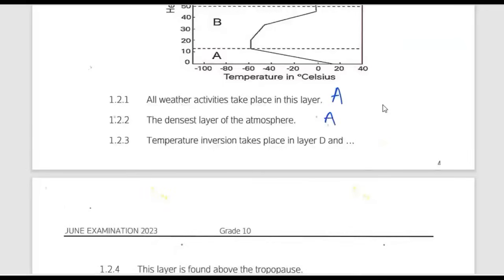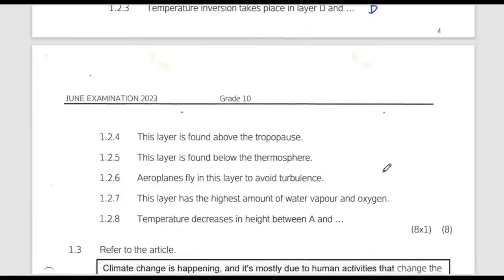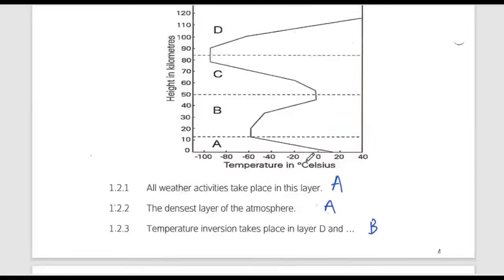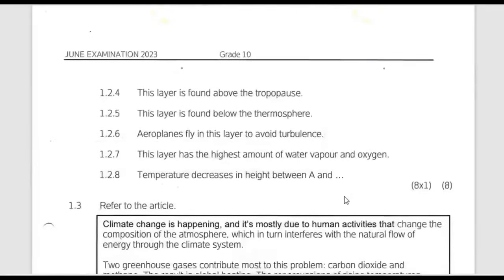Temperature inversion takes place. Temperature inversion, I think you must understand what we call temperature inversion. It's a situation whereby we have an increase in temperature with an increase in height. So if we check here, it's positive. So in layer B, this layer is found above the tropopause. A layer found above the tropopause.